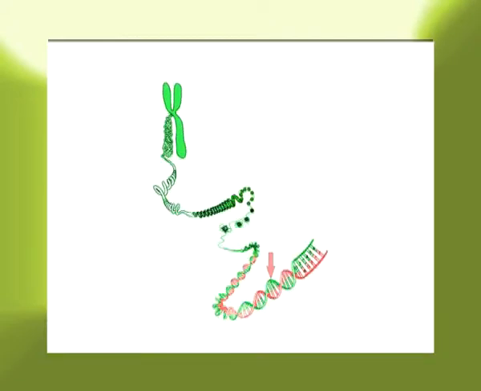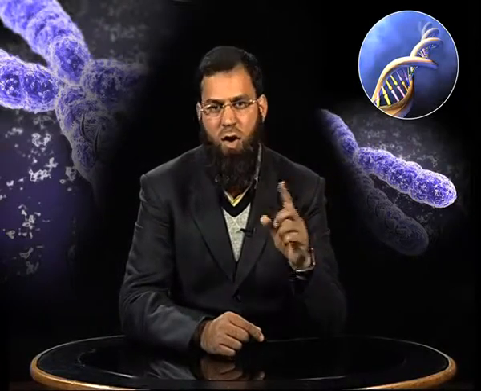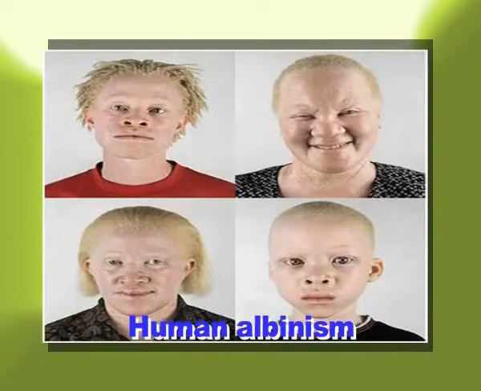Dear viewers, the genetic effects of deletion depend on their size. A small deletion within a gene, called an intragenic deletion, inactivates the gene and has the same effect as other null mutation of that gene. If the homozygous null phenotype is viable, for example in human albinism, then the homozygous deletion will also be viable.